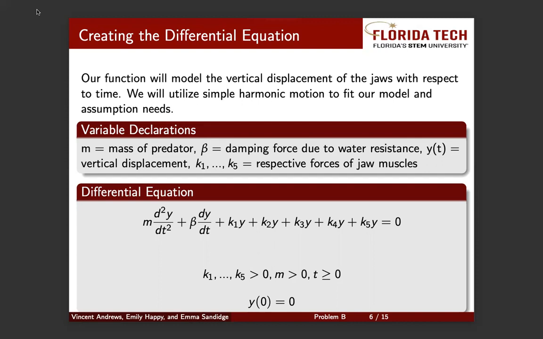The following differential equation is modeled below, along with the constraints that the muscle forces are positive, the mass of the predator is positive, and time begins at T0, which is 0. We also have the initial condition that our function is 0 at T equal to 0, because the predator's mouth will be closed at the start.